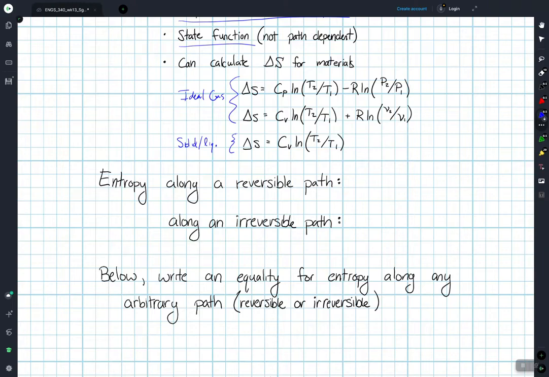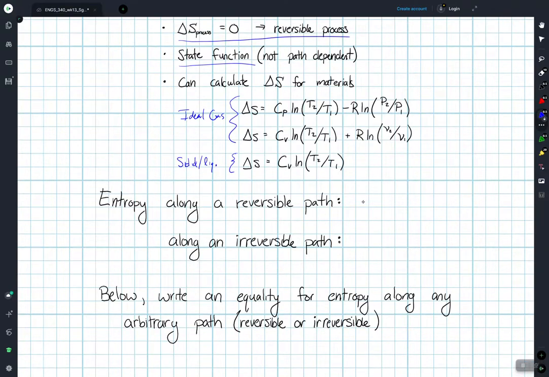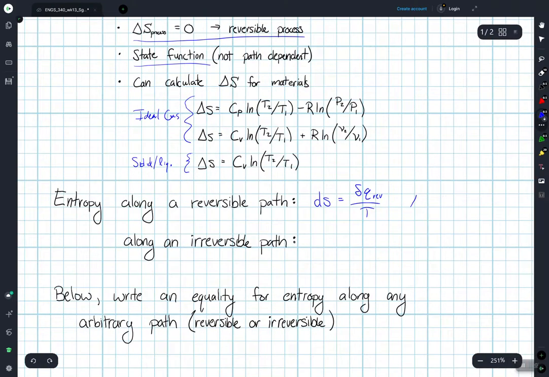How can we describe it along a reversible path? So along a reversible path, we can describe entropy using equations something like this. dS equals dQ reversible over T. We could also write delta S equals the integral of dQ reversible over T, or Q equals the integral of T dS. So those are all essentially the same equation.